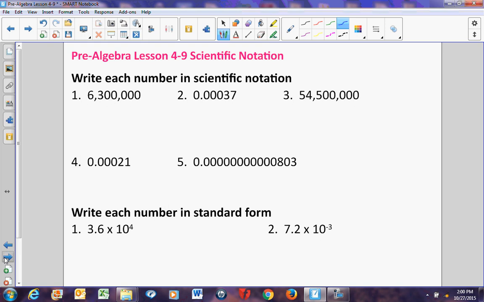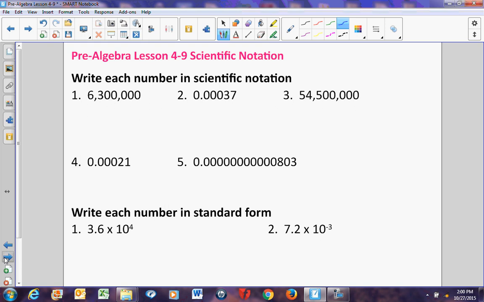Okay, so I have 6,300,000. As you can clearly see, some people can read that number very quickly. Others would have a hard time reading it. That's why scientific notation is so handy. Also, many calculators can't hold that many digits, so a calculator sometimes naturally translates a number into scientific notation to make it easier to display.